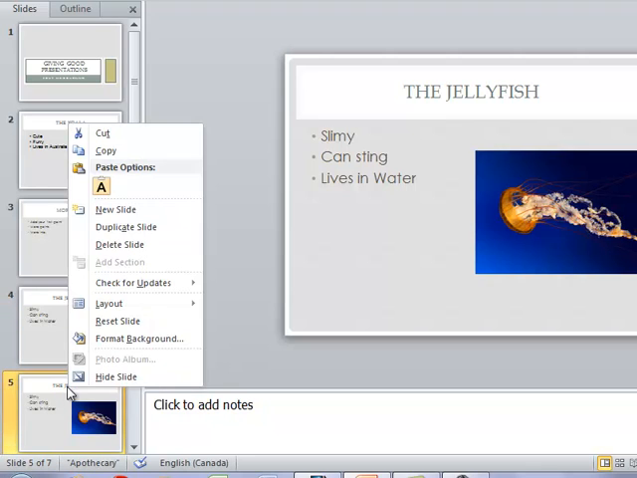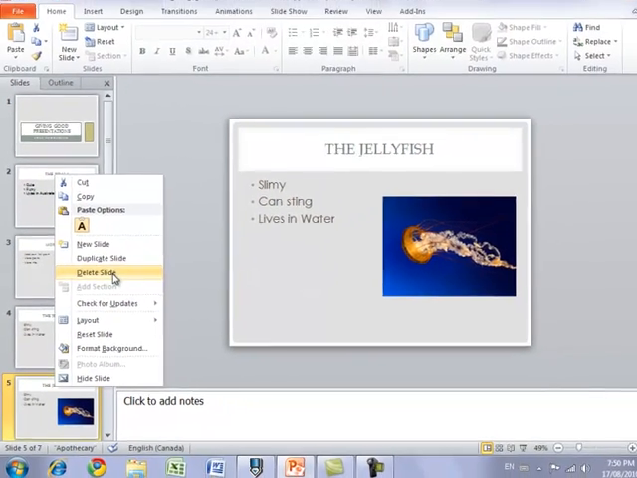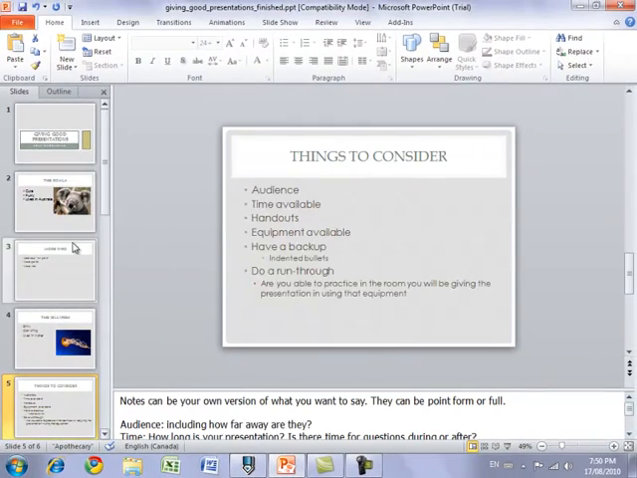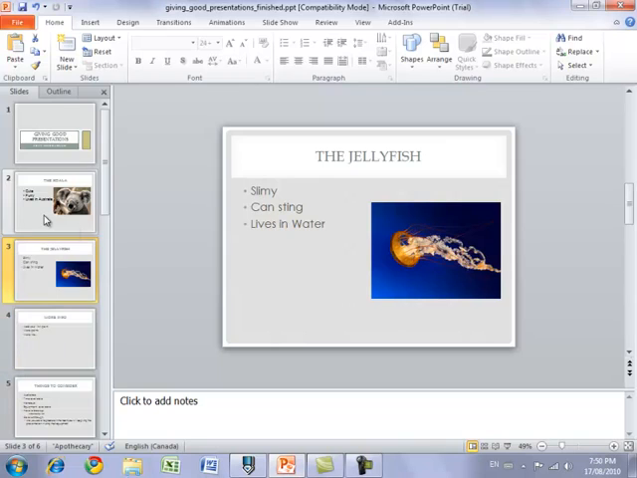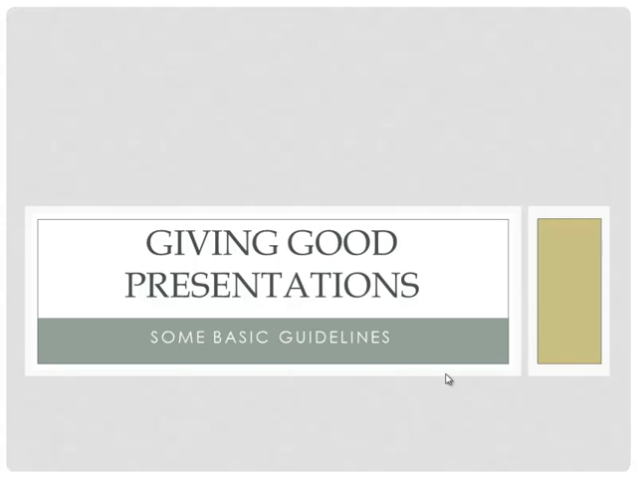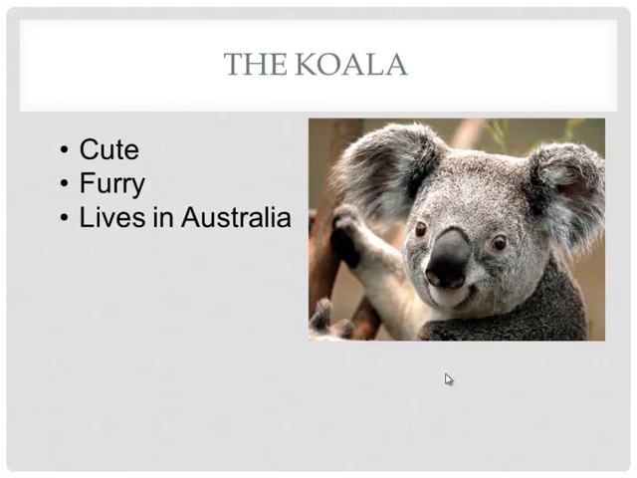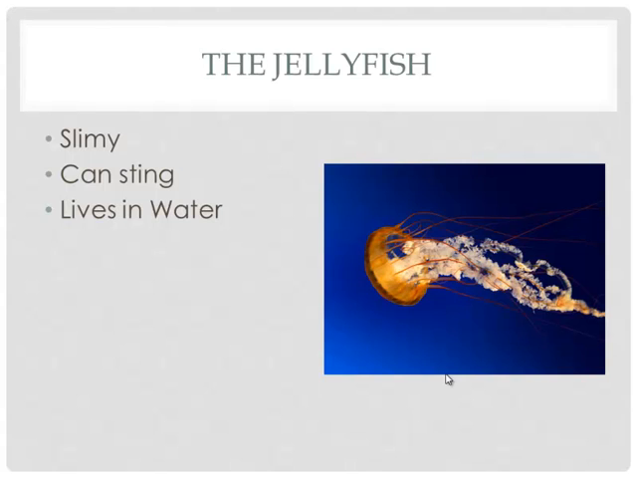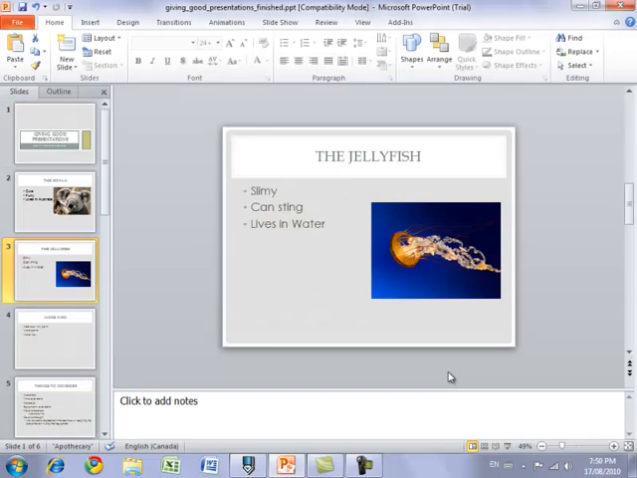So I'm actually just going to right click on one of them, and that allows me to delete the slide, and now I can start moving the slides into a different order, and I can do a quick preview of what my presentation looks like so far. There's my title slide, there's the koala, and there's the jellyfish. So that's how to reuse slides. I'm going to end that presentation.